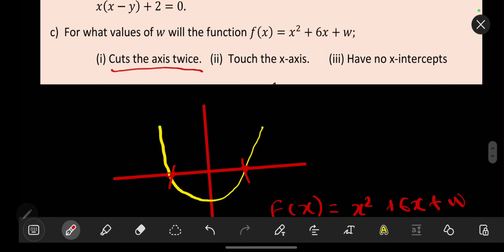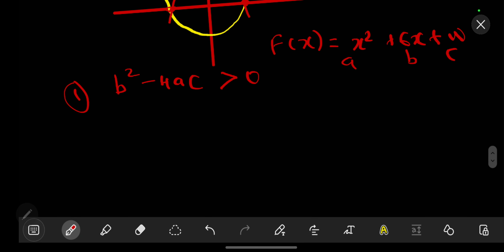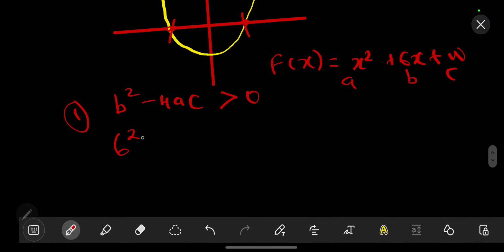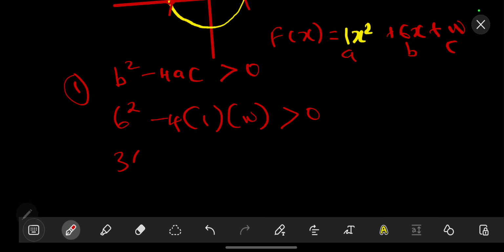So for the first part, which says that it cuts the x-axis twice, we are going to use this discriminant, and we have our a, we have our b, we have our c. So where there is b, we are going to put our 6 squared, because b is equal to 6, minus our 4. Our a value is the coefficient of x squared, which is 1 in this case. So we are going to say times our 1 times our c, which is w, should be greater than 0. So 6 squared gives us 36, minus 4 times 1 times w, it will be 4w should be greater than 0.